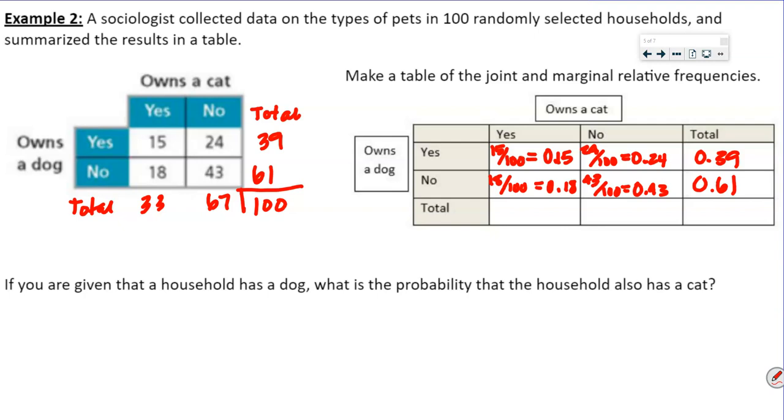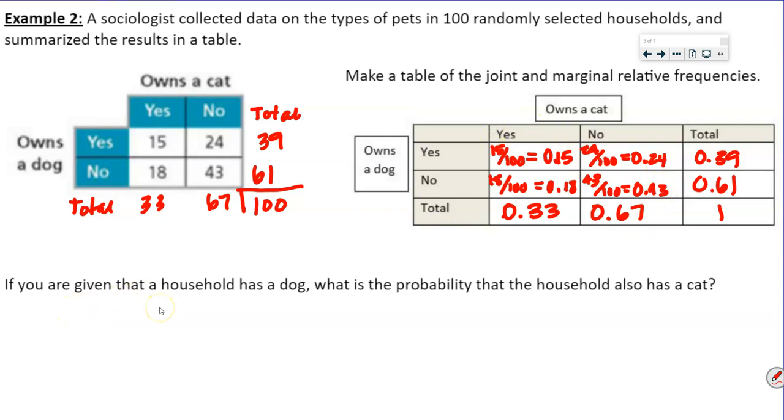Y'all see the pattern here? This is going to be 0.33. This is going to be 0.67. And then if we were to add up all these numbers, what would we get? We'd get our 1 out here, okay? So now that we have our table of joint and marginal relative frequencies, okay, then what we're going to do is we're going to use that to answer this question.